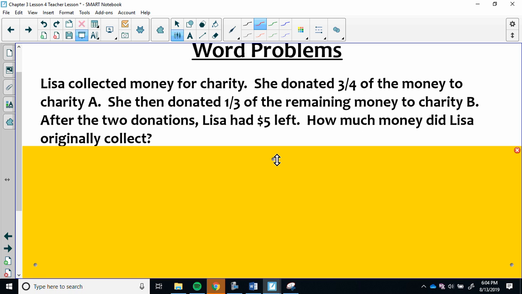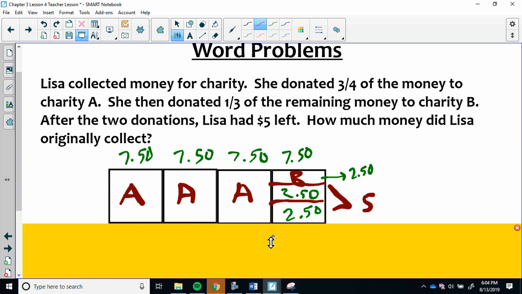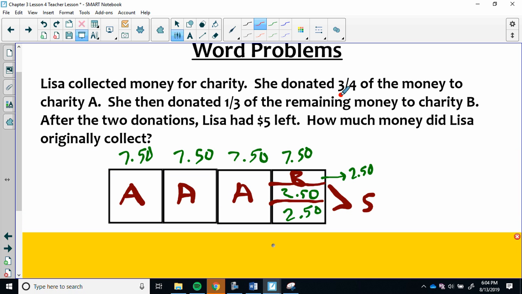So another problem that might have you feeling a little bit nervous, but if we break it down into 4 boxes, because this is 3/4, 3/4 of the money went to charity A. So I put an A in there, A in there, A in there. She then donated 1/3 of the remaining money to charity B. So I divided this box into 3 parts. Okay. And what's left here is 2/3 of the box. 2/3 of the box is the equivalent of $5.